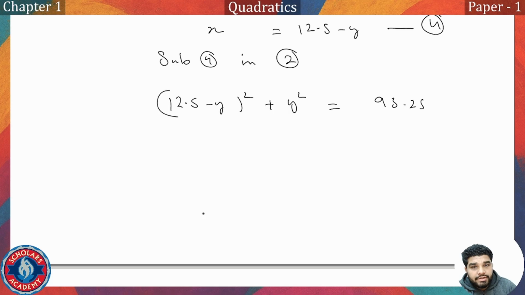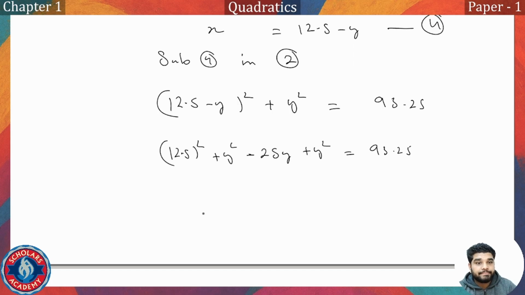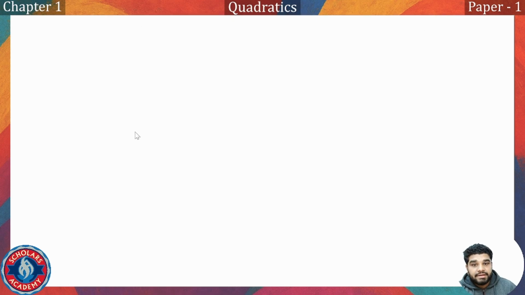If we open the whole square over here, we get 12.5 whole square plus y square, minus 2 times 12.5 is 25y, plus y square is equal to 93.25, right? This is what we are getting. And whole square of 12.5 is 156.25, plus y square minus 25y plus y square minus 93.25 is equal to 0, right?